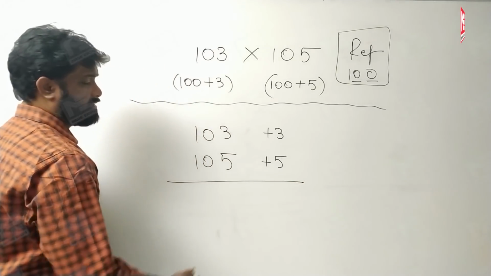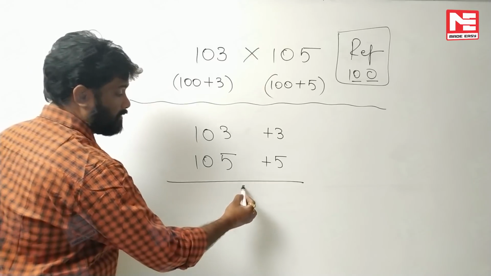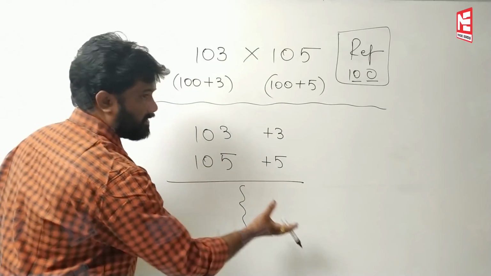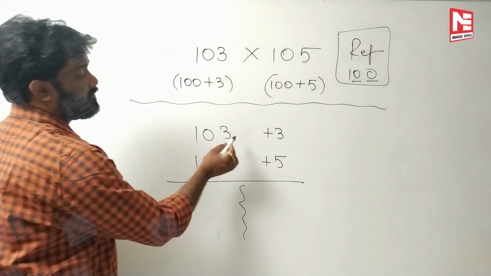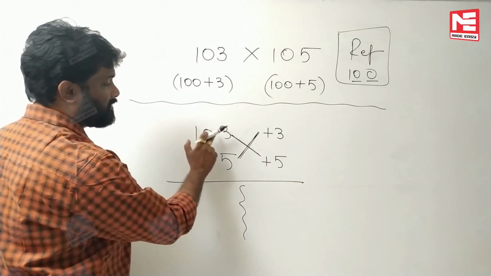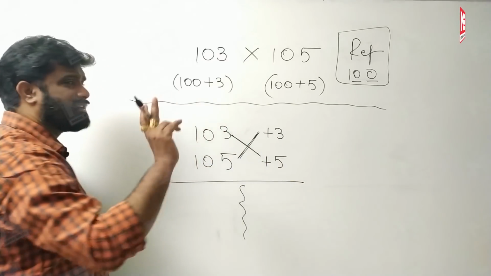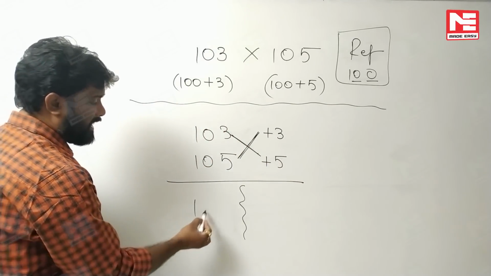And now, my dear friends, before going for this cross execution, we have to assume the answer in two parts, left part and right side part. First we'll take the left side part. Friends, we know the cross execution. There is a beauty in this cross execution. 103 plus 5 or 105 plus 3, you get the same answer, the same number, the sum, that is nothing but 108.